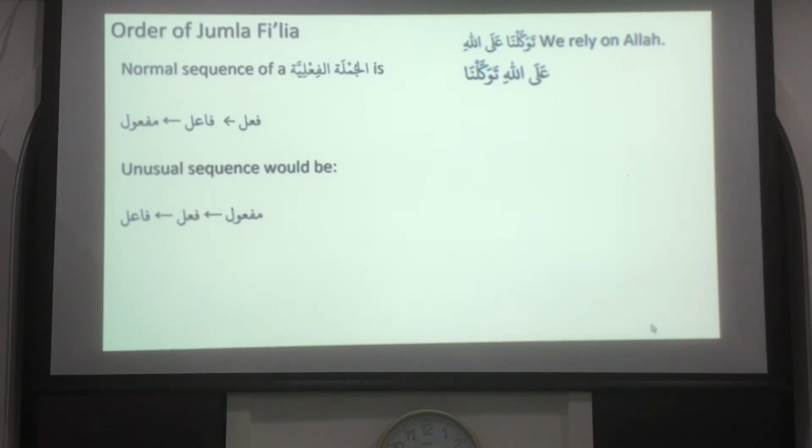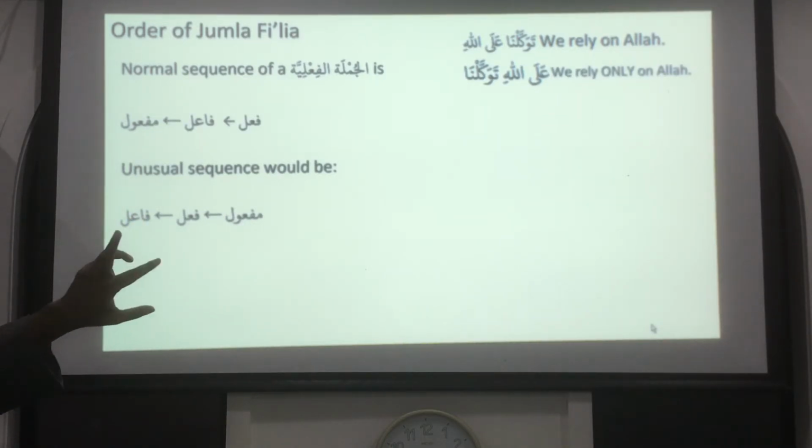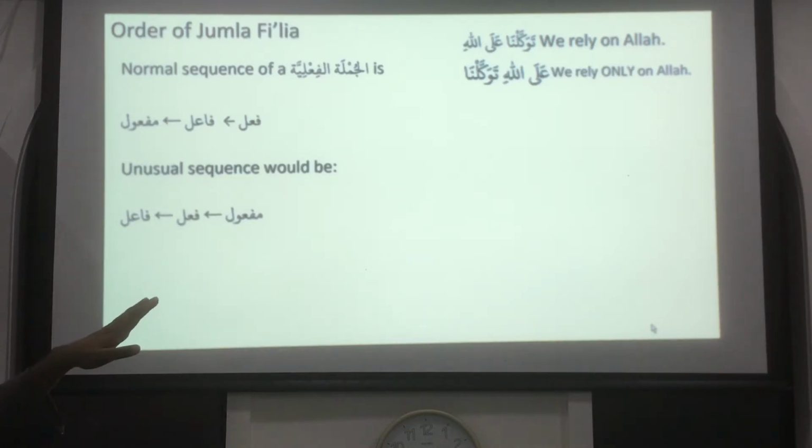We only rely on. We only rely on. See the difference, Brother Sabir? Everything is the same, we just switch the word. That's what Allah did, and you will see another very interesting example, and it's beautiful. See, tawakkalna ala Allah. We only rely on Allah. That's what our trust would be.